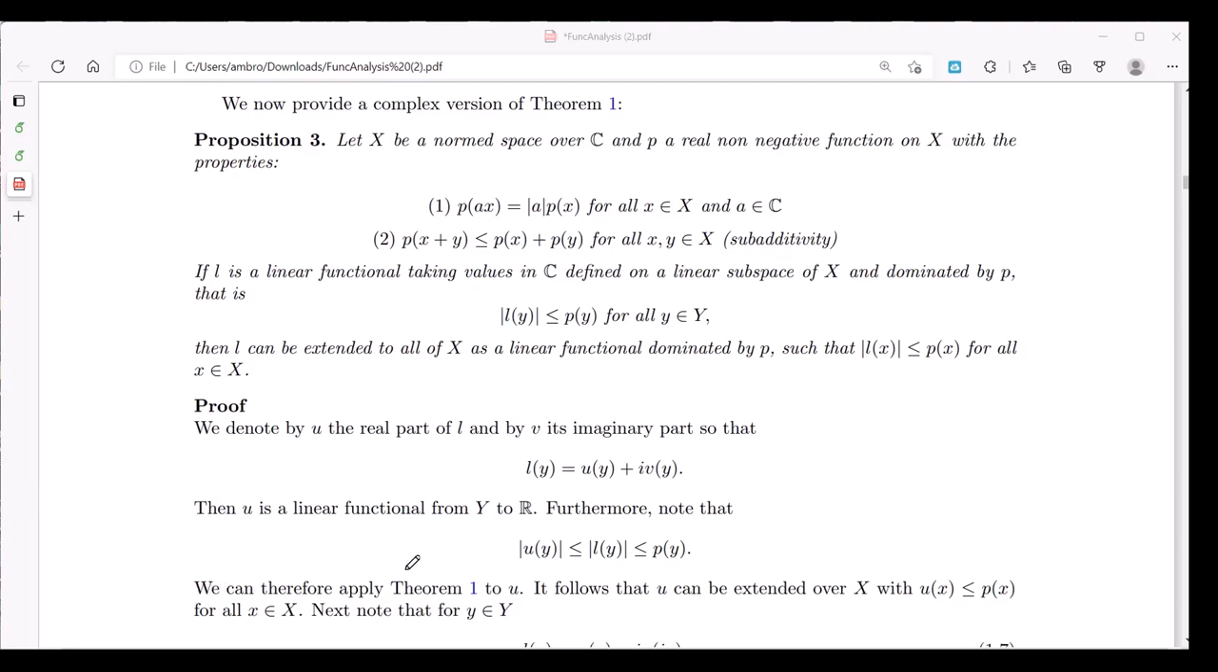So we apply theorem one to U, and so it follows that you can extend U all over X in such a way that U of x is less than p. So U is less than p. Okay, so we have extended just the real part of L. What we want is to extend L, not just the real part of L.